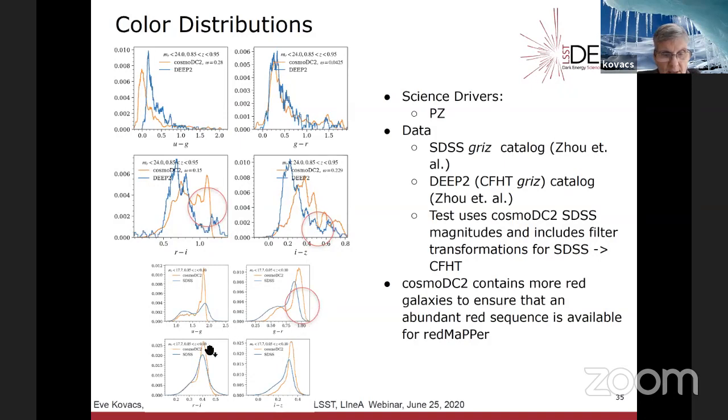This is G minus, these are the 4: U minus G, G minus R, R minus I, I minus C colors. And you'll notice there's, in general, some excess in the red. And this is, again, a deliberate tweaking of our empirical model to make sure that there was an abundant red sequence available for redMaPPer. So you can see that, especially at higher redshifts, there's this excess of red galaxies.